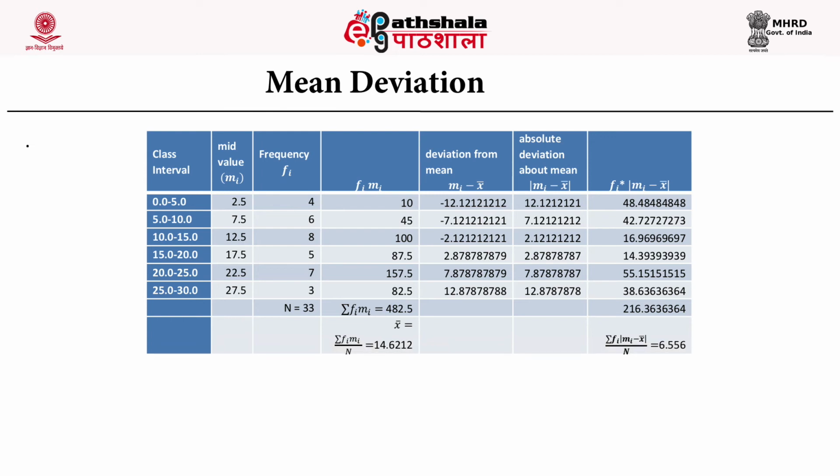Now after taking absolute deviation, the negative values come out positive, and we have to multiply fi into mod of mi minus x bar. So after summing all the values of the product of frequencies and the modulus of mi minus x bar, the sum is coming out to be 216.36, and now we divide this value by capital N, and we get the result, that is 6.556.